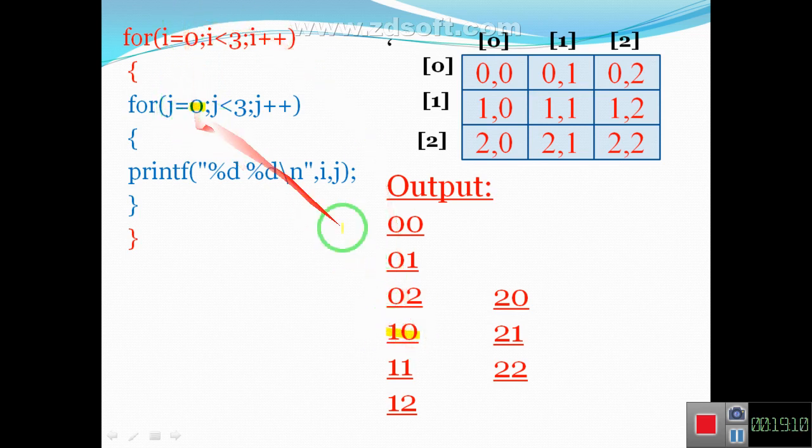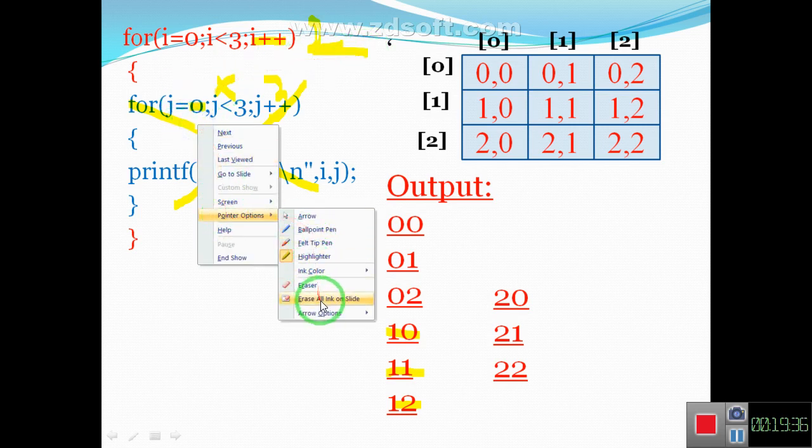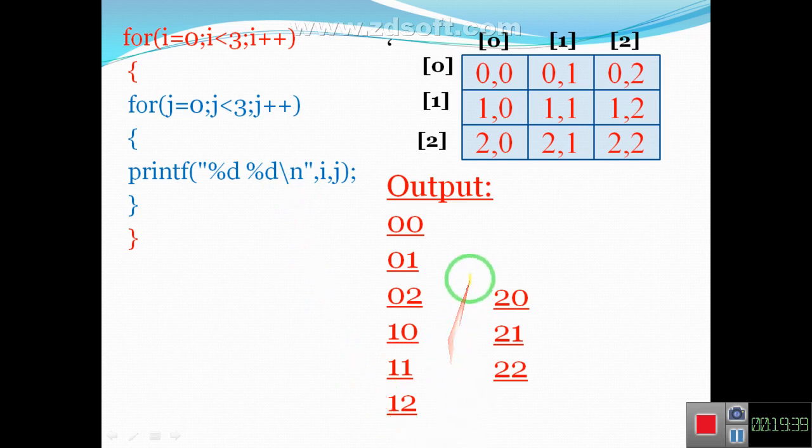Second time execution, the j value is 1, the i value is not changing. Similarly, the i value is not changing, the j value becomes 2. After 2 it is incremented to 3. Again the condition fails, so this particular inside for loop is getting terminated. The outside for loop is incremented. Now the outside for loop value is 2. Again inside the body the j for loop is executed one more time. So that's why 2, 0, 2, 1, 2, 2.